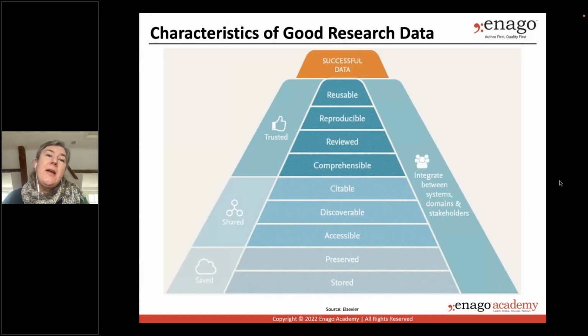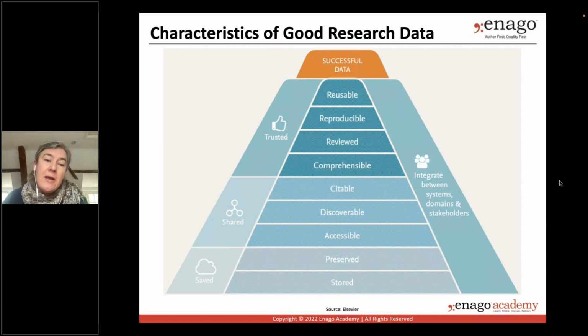So I think this is quite a useful pyramid. It comes from Elsevier to help you think about what good research data looks like. It's got quite a lot of information on this slide, so I think the easiest way to look at it is to look at the bar on the left, and start thinking about it from the bottom up towards the ultimate aim of successful data. So if you've got saved data, how do you produce saved data? It's by thinking about preservation and storage.